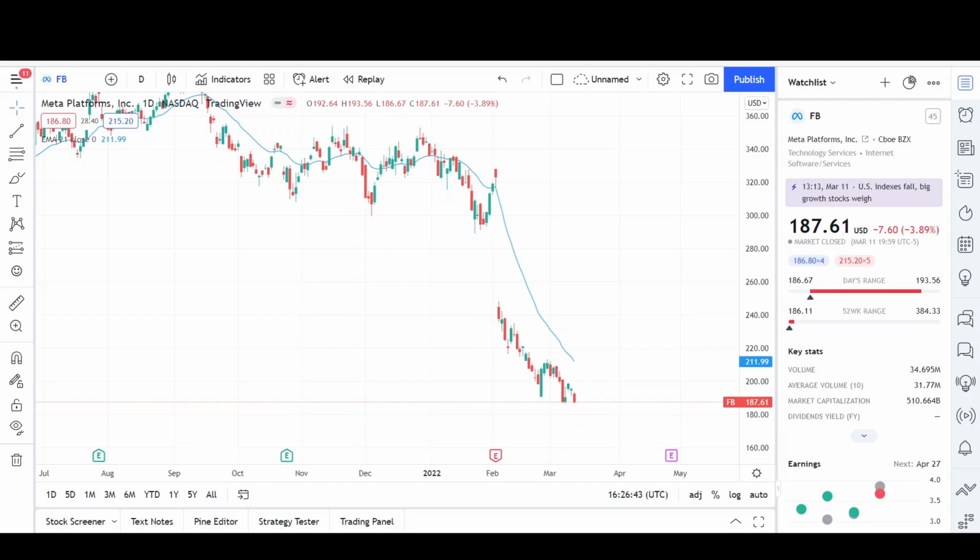What's up, traders? This is Vee Trades, and today I'll be doing a technical analysis breakdown for Meta Platforms with the ticker symbol FB.